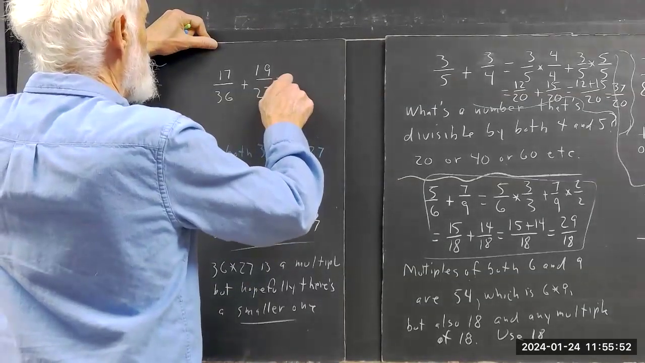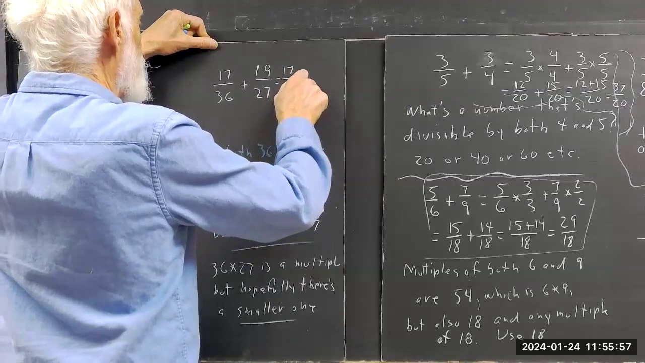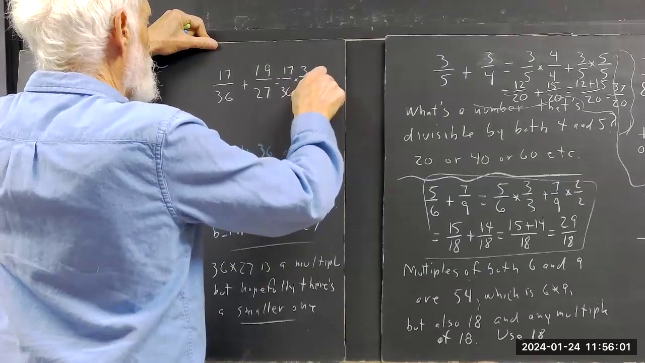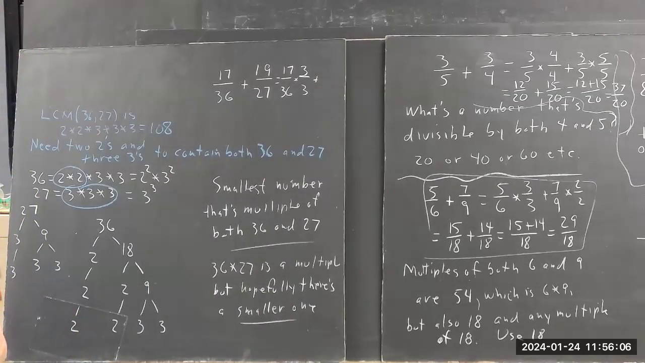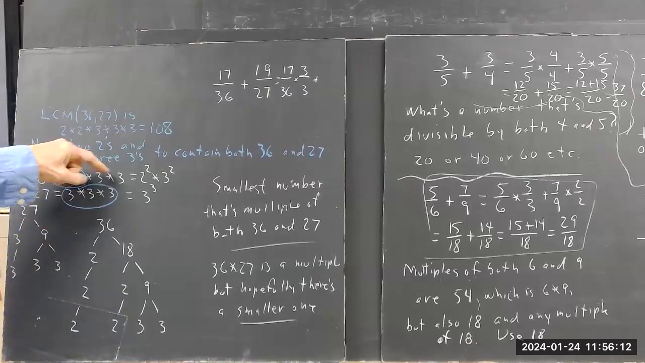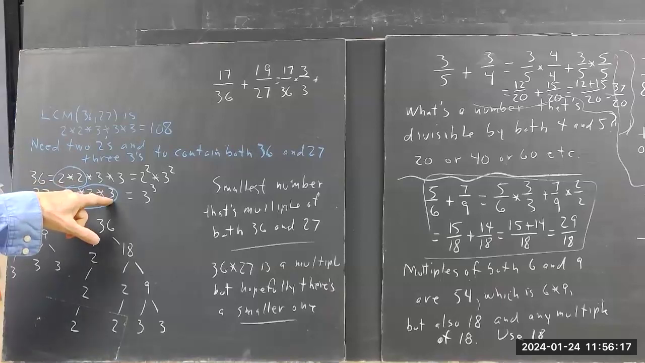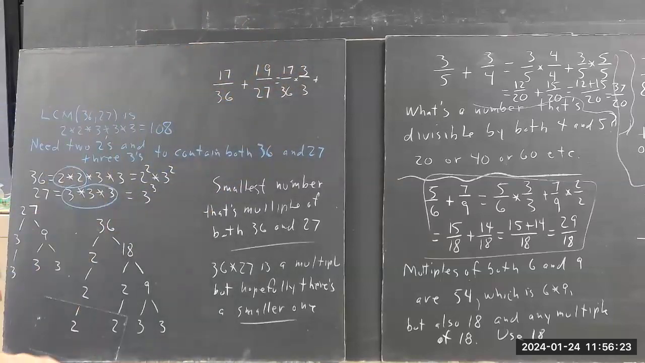Okay, well now, I'll get myself room to do this. We're gonna do 17 over 36 times 3 over 3. Now, why 3 over 3? Well, 36 only has everything that 27 has, except 1 3. It needs an extra 3. Okay, so if you multiply it by that extra 3, you're going to get the 108.